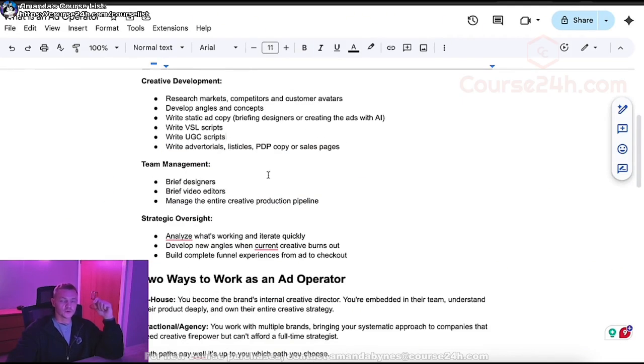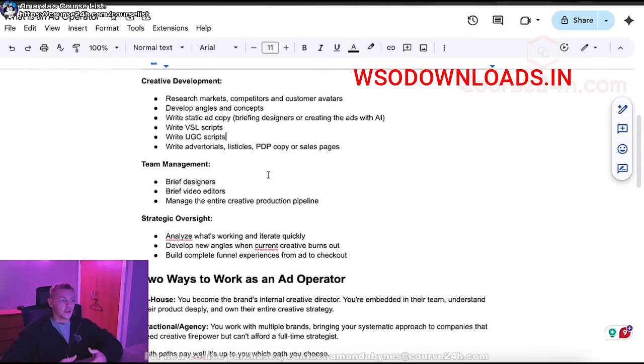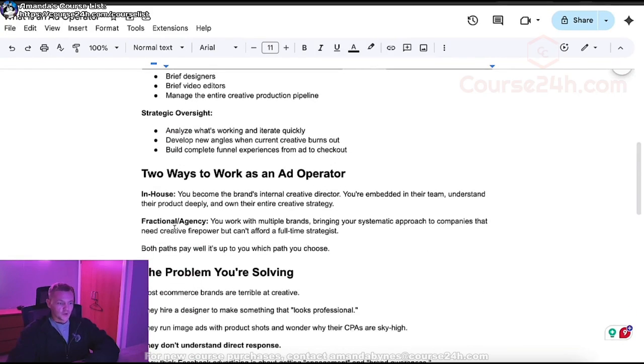So like it says here, you'll also probably need to brief designers, brief video editors, and manage their entire creative production pipeline. Now, this sounds more complicated than it actually is. Basically, all you're doing is writing ad scripts and getting them edited for the brand. That's all it is. Obviously, there's more in that. You need to do extensive research, but that's essentially all this is. It's just making ads, and it's basically direct response copywriting in its purest form. You're writing ads.